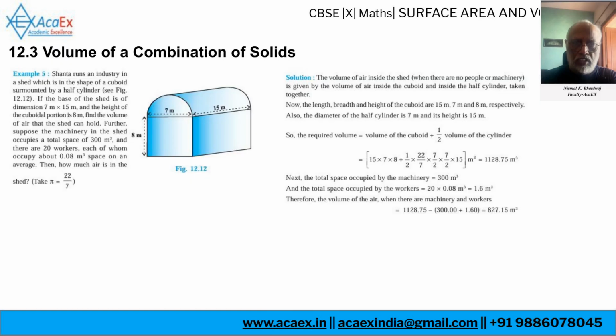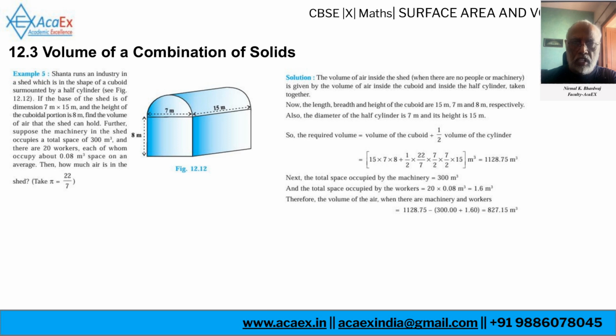Volume of a combination of solids. Example 5. The industrial shed. A shed is in the shape of a cuboid, topped by a half cylinder. The base is 7 meters by 15 meters, and the cuboid's height is 8 meters. Let's find the volume of air the shed can hold. The total volume is the volume of the cuboid plus the volume of the half cylinder.